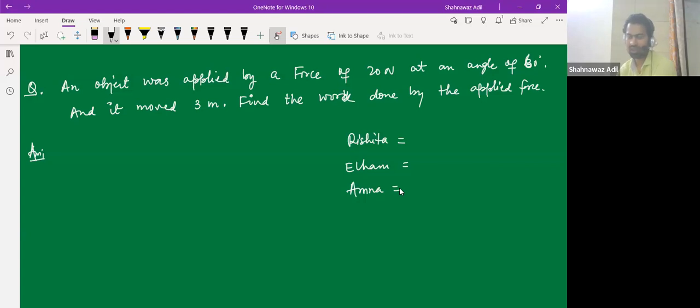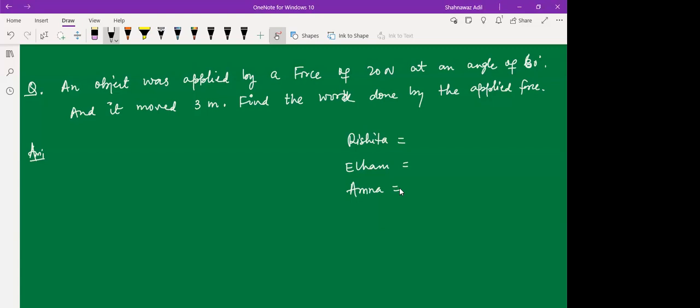Today is the 10th, and next week I will talk about this energy, power, and then in the next class I will talk about solutions, hopefully. So I got 30 joules.